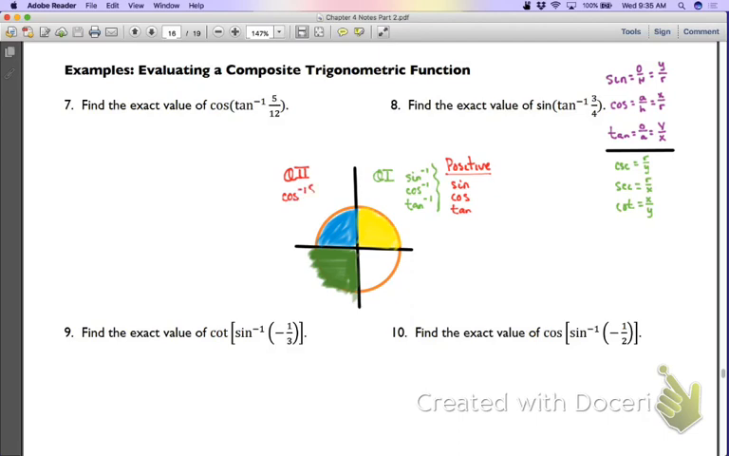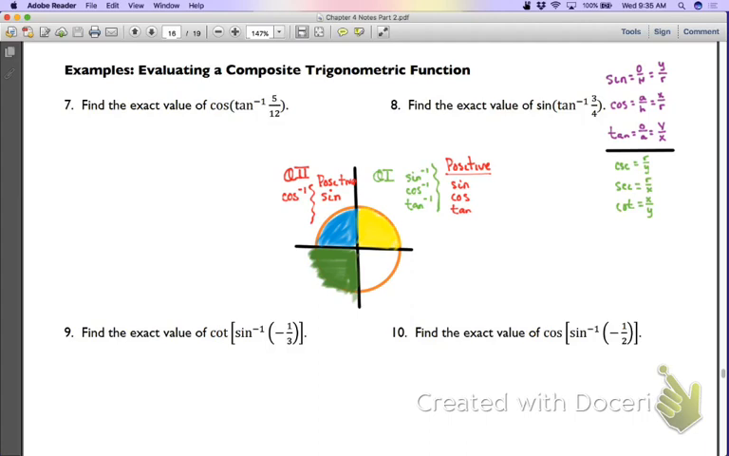Now as far as my regular trig functions, what's positive in quadrant 2? Sine will be positive. It will be a positive value. Notice that whenever we're doing this, we're dealing with the inverse of our function, and then we're dealing with just our regular trig function.